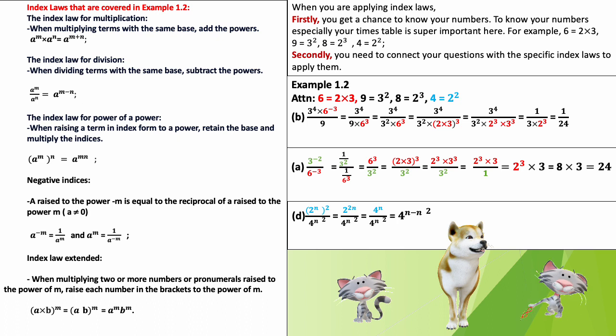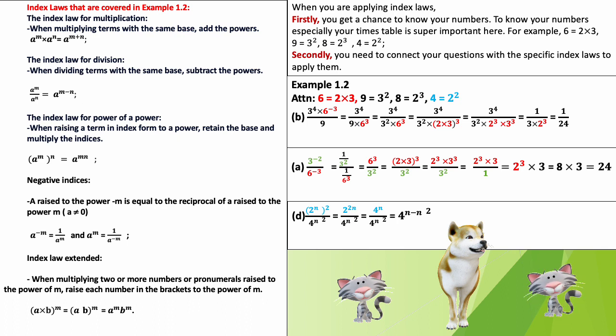When we look at the fourth step, 3 to the power of 4 over 3 to the power of 2, multiplying 3 cubed. In the numerator, we have 3 to the power of 4. In the denominator, we have 3 squared multiplying 3 cubed, which gives 3 to the power of 5 according to the index law for multiplication.